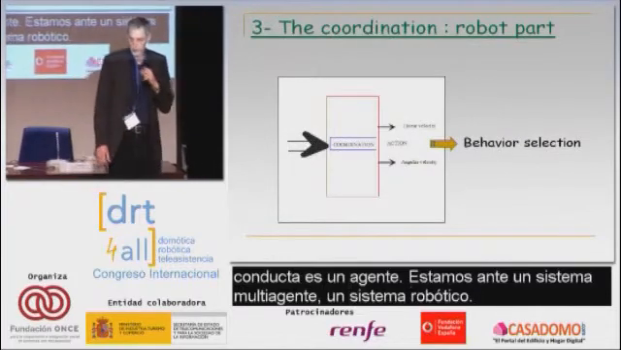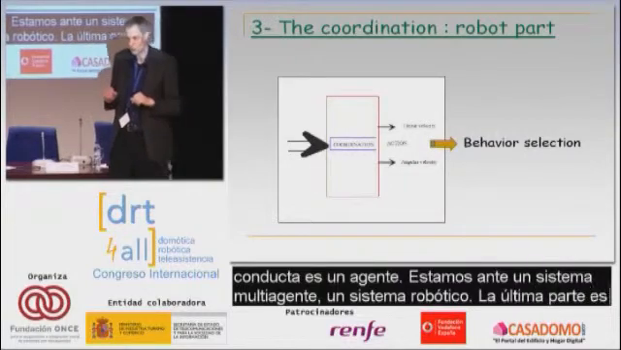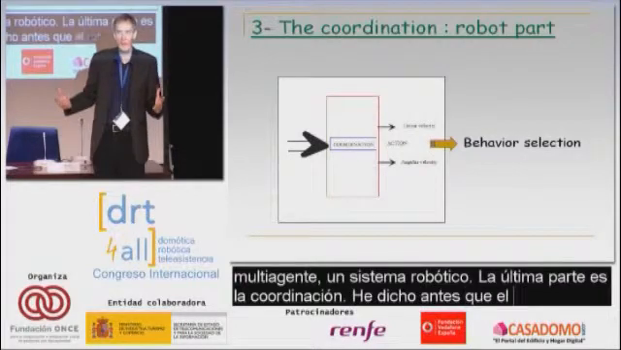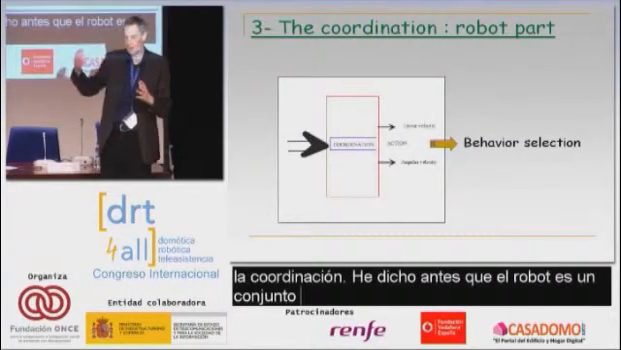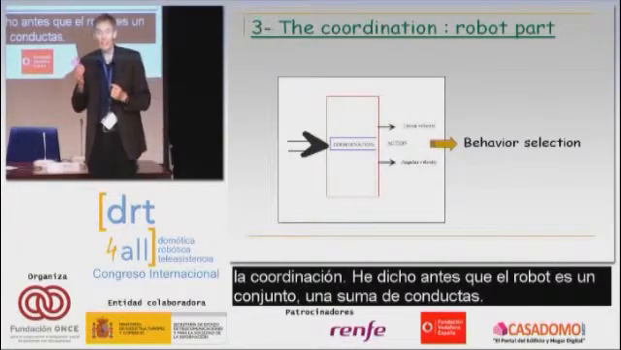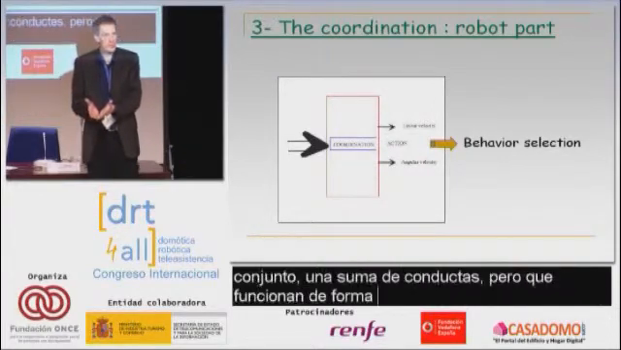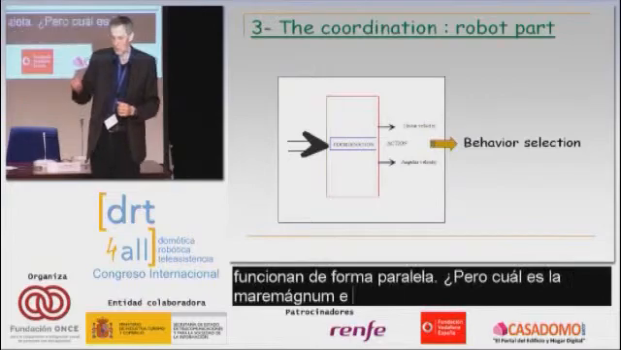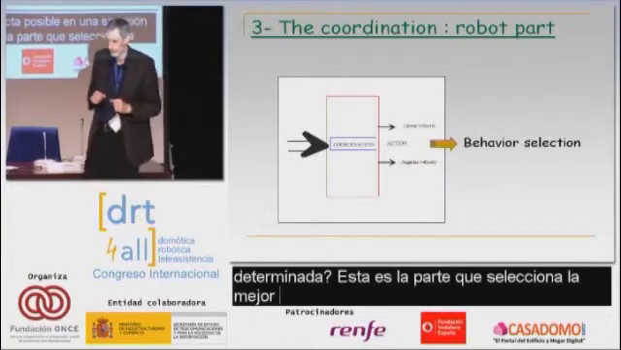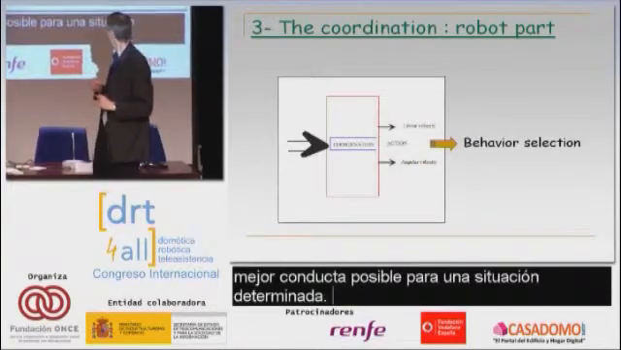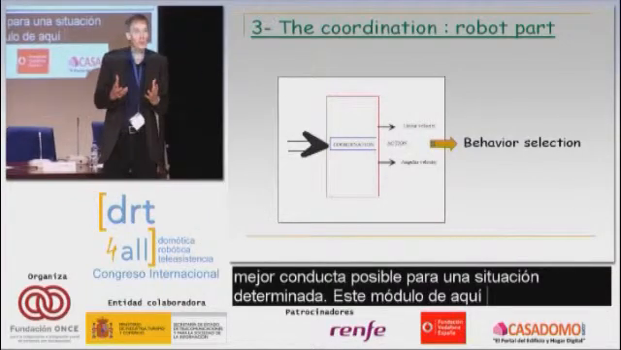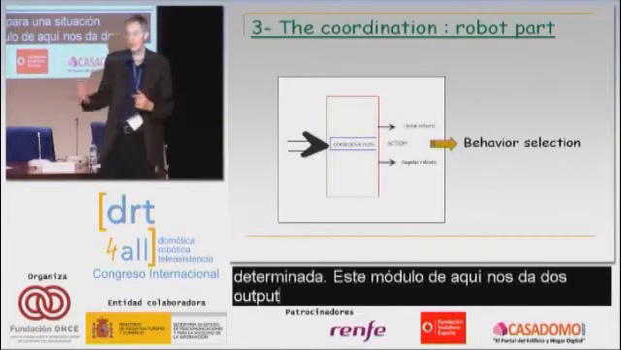And the last part is the coordination part, which is every time the robot part. I said that the robot is a sum of behaviors, but working in parallel. But what is the best behavior in a given situation? It is this part which selects the best behavior for one given situation. And this module here gives two outputs in terms of velocities, linear and angular velocities.